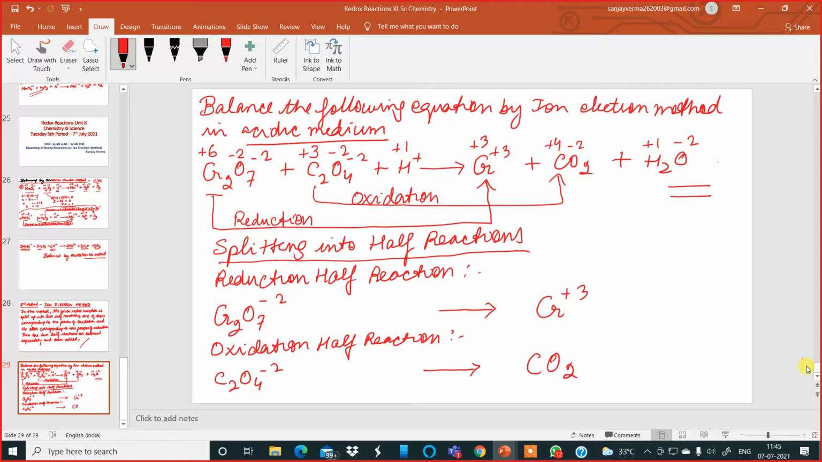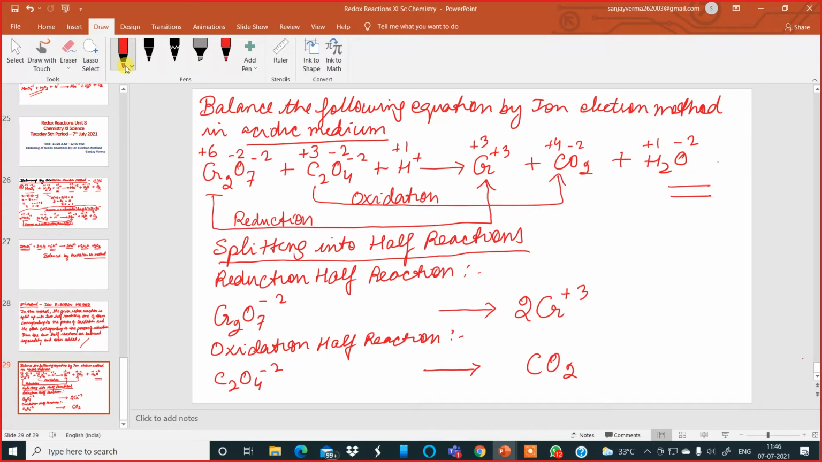Okay, now let's balance it right here only. First, the reduction half reaction. Just a second, I need the eraser. Okay, I have to remove this. Now I'll balance the first reduction half reaction. I'll balance the chromium atom. Chromium 2, I'll put 2 over here. Chromium atom is balanced.